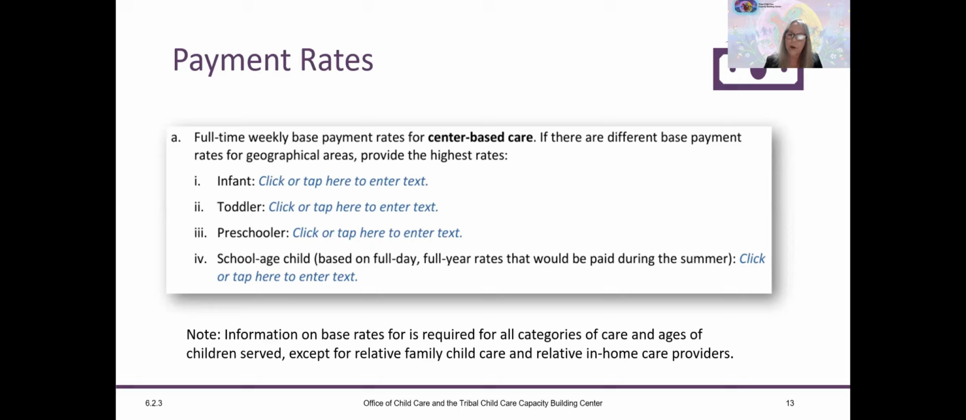Another reminder is CARS will only open the sections for the categories of care listed in section 1.8. If the categories of care in section 1.8 are not correct, return to section 1.8, update, save, and then come back to the plan question 6.2.3 to enter the information. Use the defined ages identified in section 2.5.1 for infants, toddlers, preschool, and school-aged children.